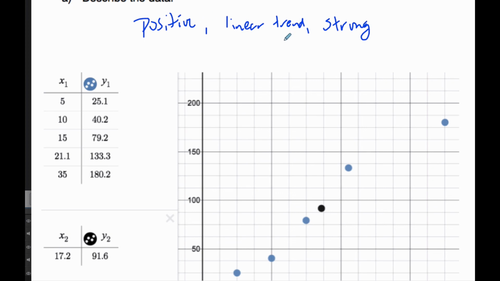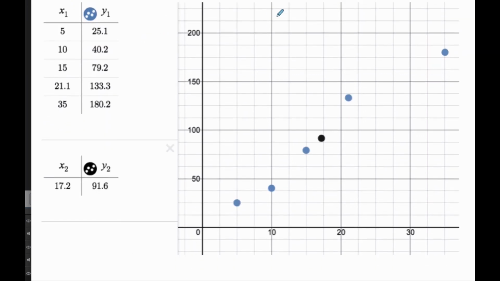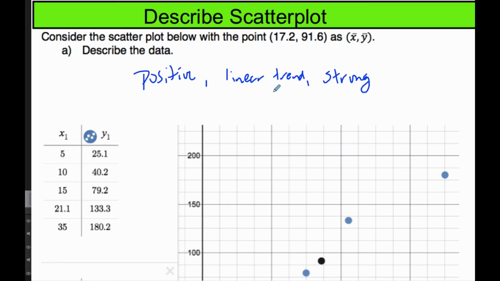And so there's 3 things you have to consider. Also look at if there are any outliers, and there are no outliers. So that's describing the data.